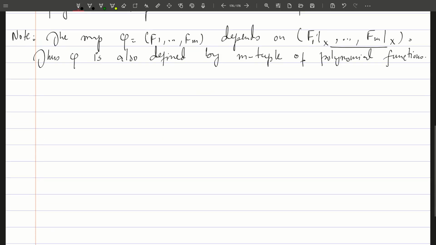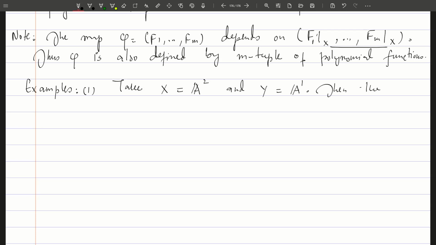Now let us do some examples of these polynomial functions. So the first example is, let us take X to be equal to the affine 2 space and Y to be the affine 1 space. So then the projection.